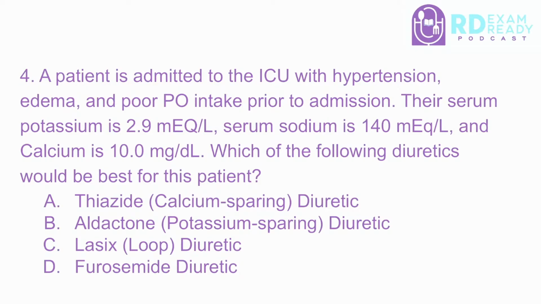A patient is admitted to the ICU with hypertension, edema, and poor PO intake prior to admission. Their serum potassium is 2.9, serum sodium is 140, and calcium is 10.0. Which of the following diuretics would be best for this patient? Okay, so this is a classic case of we need to understand the labs in front of us and help us infer which answer is going to be best.